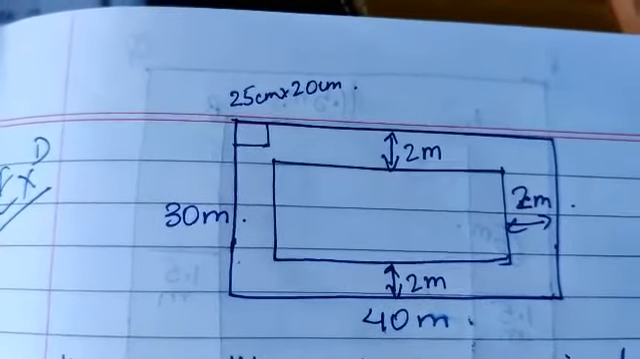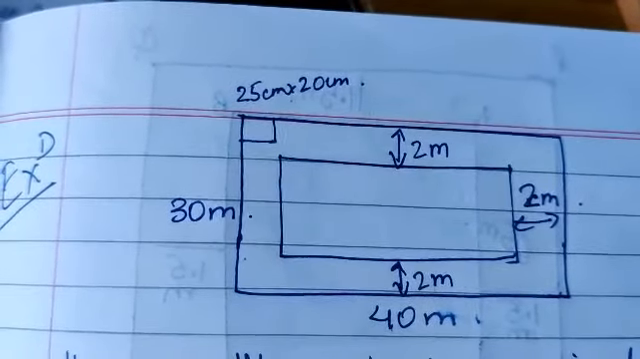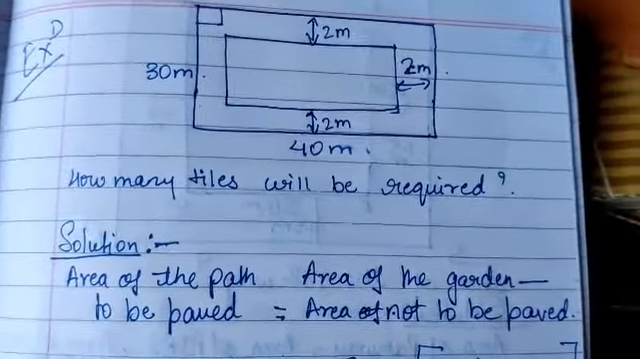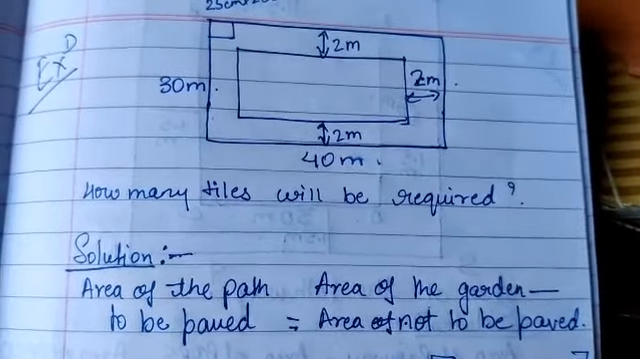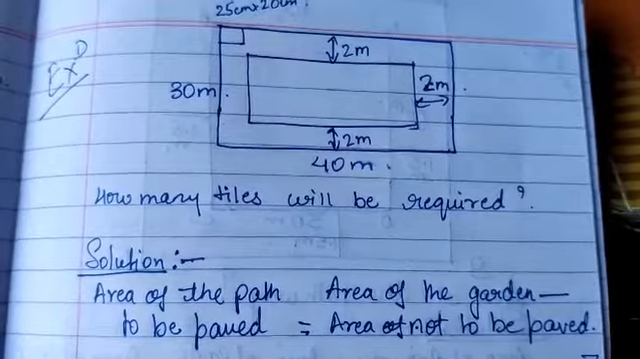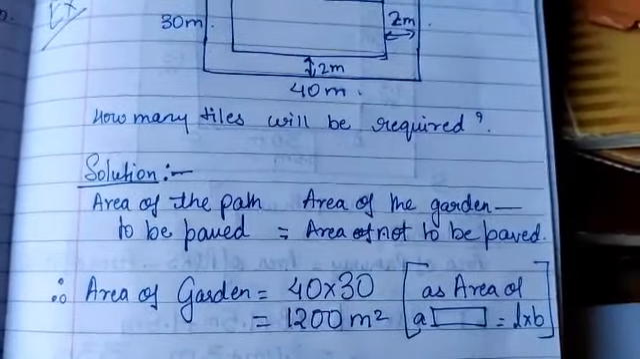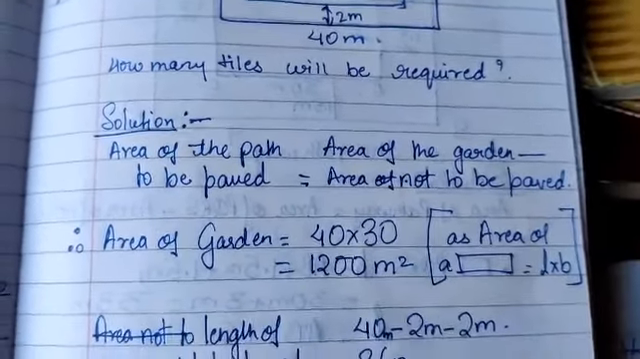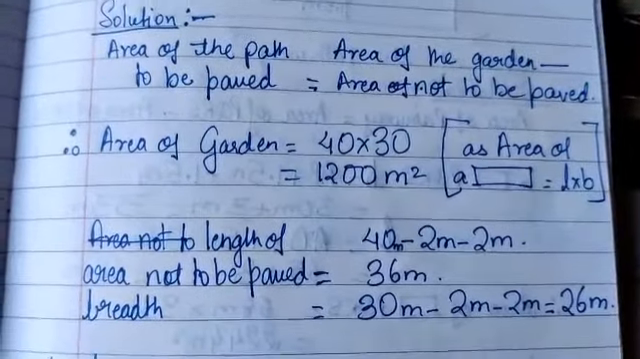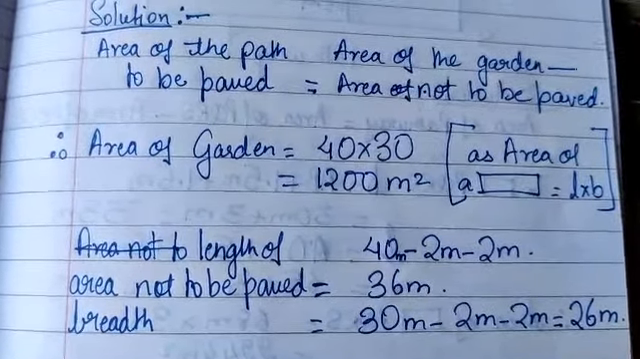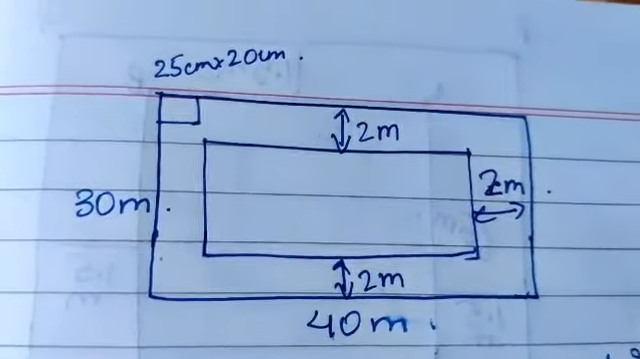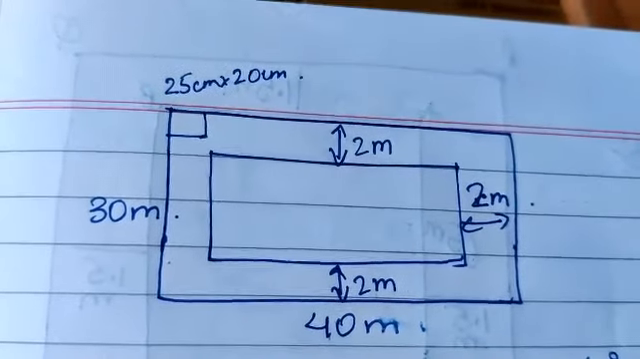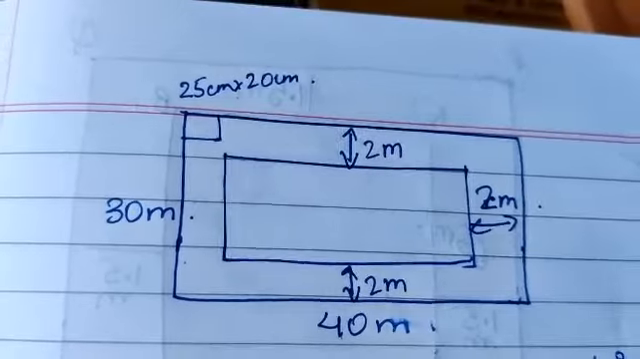So you have an outer garden and you have an inside garden which is not to be paved. So here area to be paved is equal to area of the entire garden minus the area not to be paved. Now area of the garden is 40 into 30, which is 1200 meter square. Now the length of the area which is not to be paved will be what? 40, which is the length of the full garden, minus the 2 meter width from left and right.